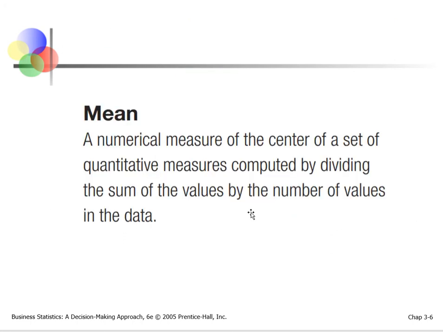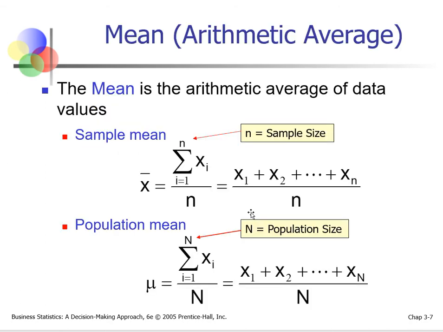Okay. So, mean is a numerical measure of center of the set of quantitative measures computed by dividing the sum of the values by the number of values in the data. So, however many data there are, we add them all, then divide by the total number of data. So, if you have 10 data, you add the 10 data divided by 10, no?